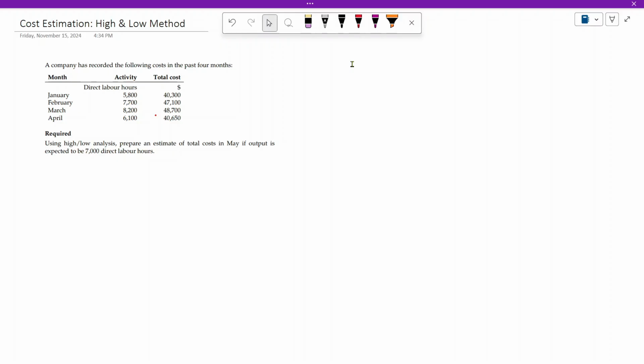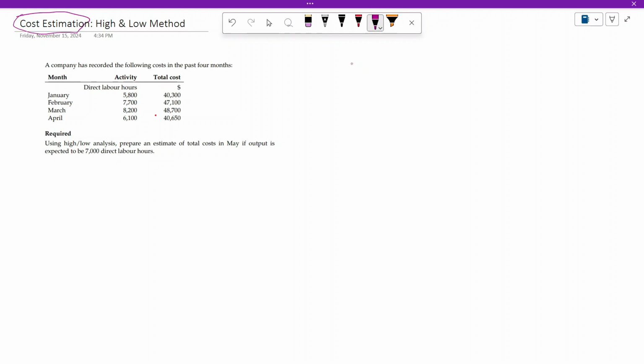One of the most important things in cost and management accounting is cost estimation. For every product or service that is delivered to a customer, there is a cost associated with that product or service. Today, we are going to look at cost estimation using the high and low method.